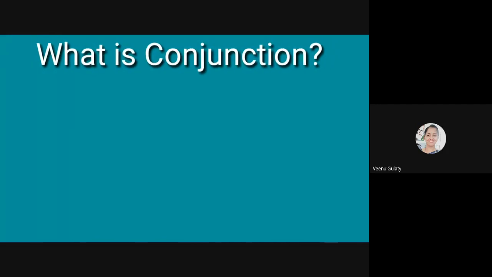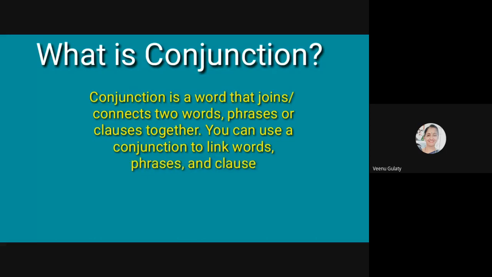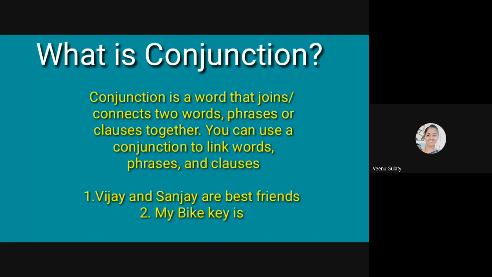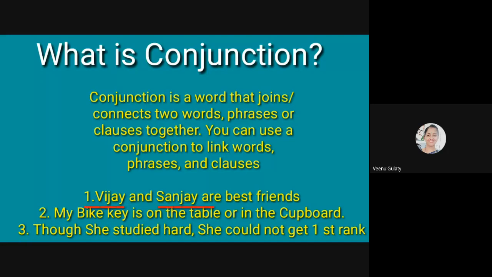What is conjunction? Friends, observe carefully the title, conjunction. Junction means the place which connects two places, right? So in English grammar also, in the same way, conjunction is a word that joins or connects two words or phrases or clauses together. You can use a conjunction to link words, phrases and clauses. Example, Vijay and Sanjay are the best friends. In the first example, Vijay and Sanjay, these two words are connected by the conjunction word and. Observe the second example. My bike key is on the table or in the cupboard. So here, two phrases, on the table and in the cupboard, are joined together with the conjunction or.